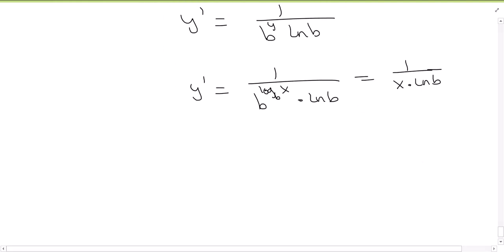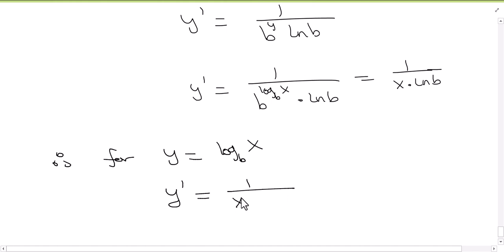So what does this tell you? Therefore, for y equals the log base b of x, what can I say about the derivative? Y prime is 1 over x times the natural log of b.